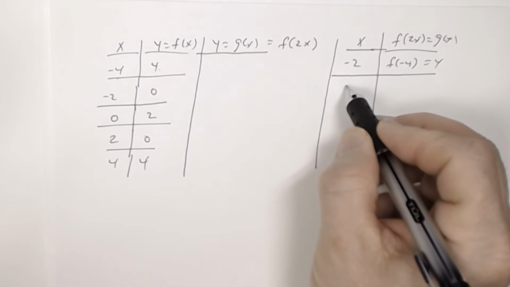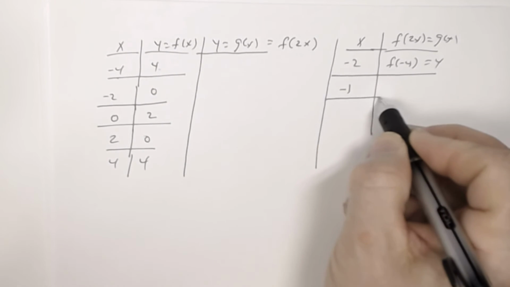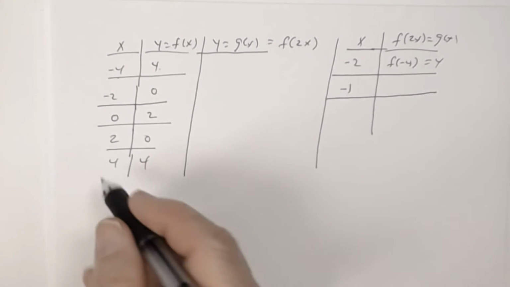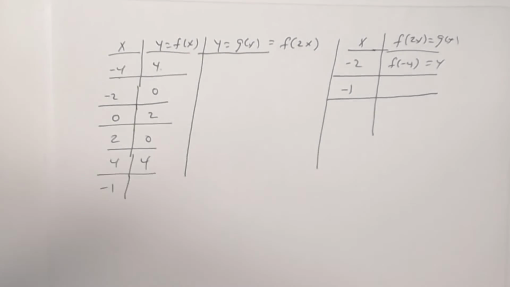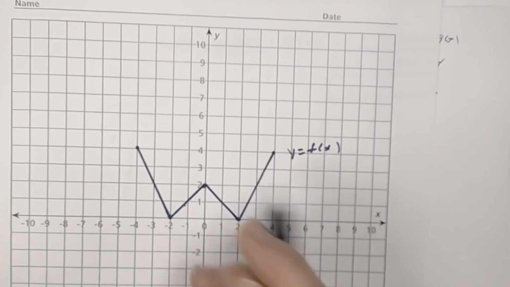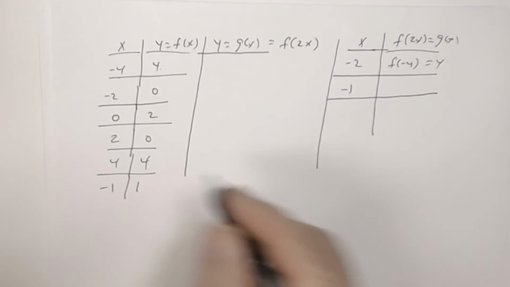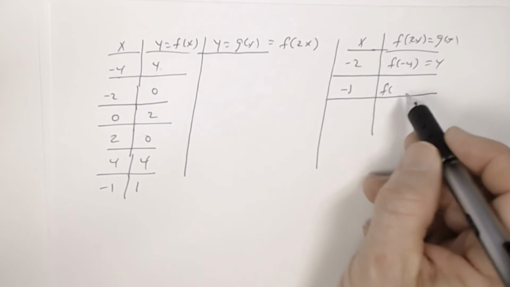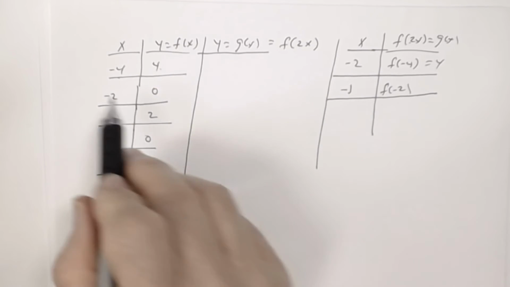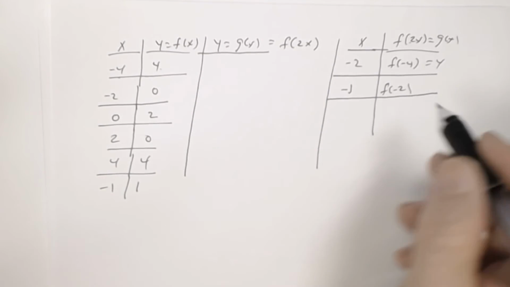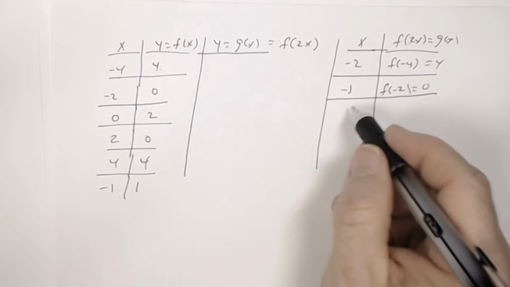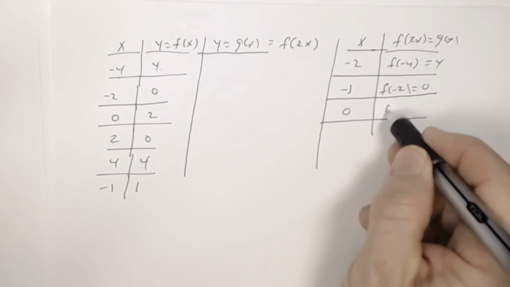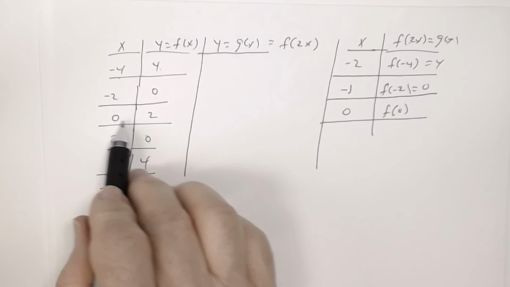If x is, let's say, negative 1. If x is negative 1, the y value, let me go ahead, I guess I should have put it here. So when x is negative 1, what was the y value? The y value is 1, right? Okay. So if x is negative 1, then this becomes f of what? 2 times negative 1, which is negative 2. And what's f of negative 2? Well, f of negative 2 is 0. Okay? If x is, let's say, 0, then this becomes f of 2 times 0. And what's f of 2 times 0? That's f of 0. And what's f of 0? 2.